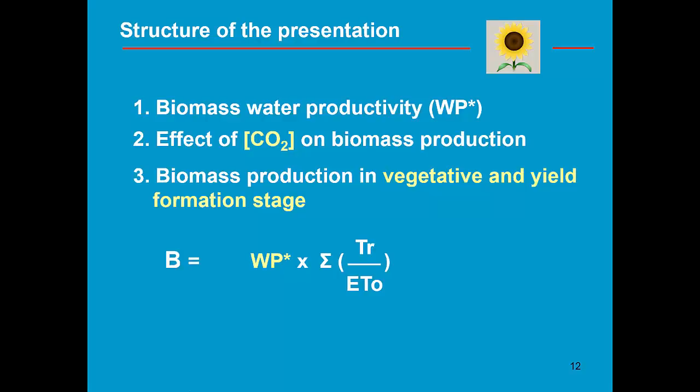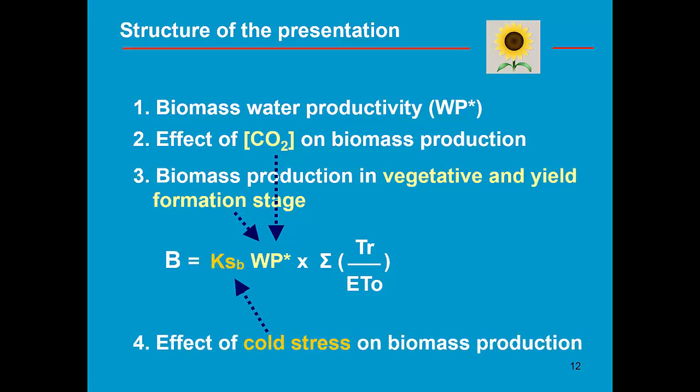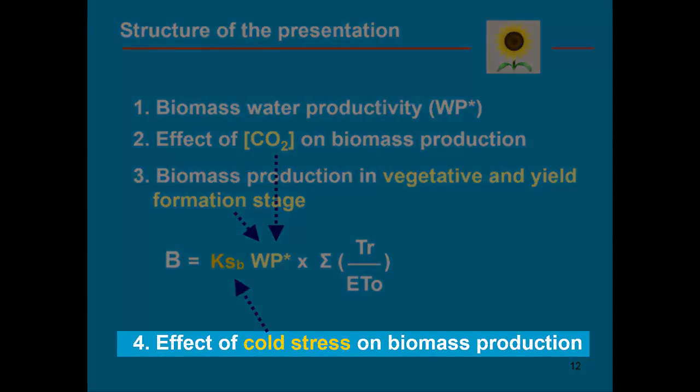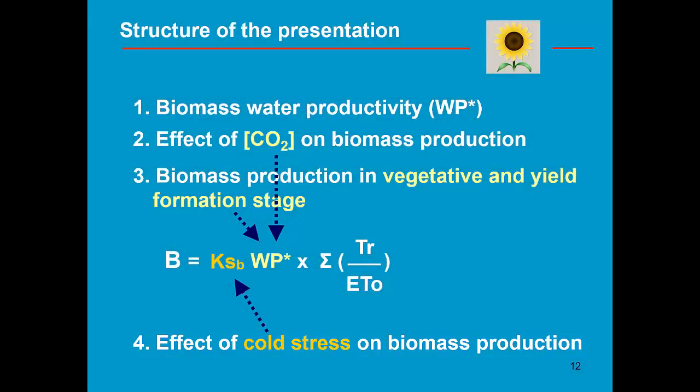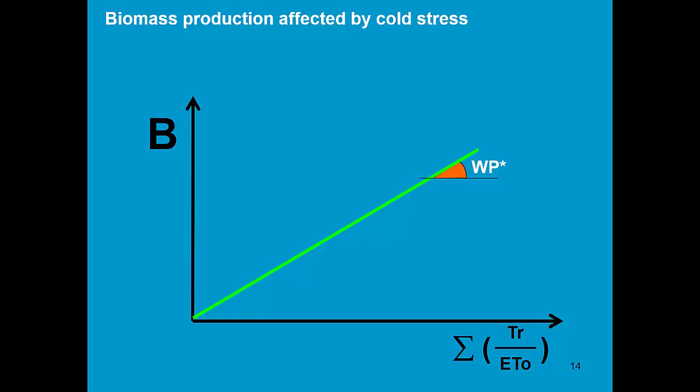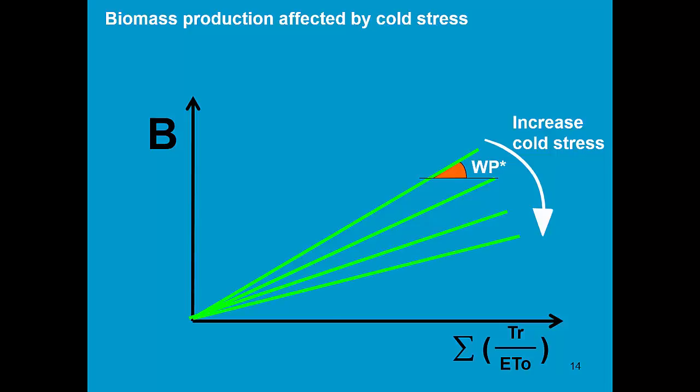So far, we have looked at the effect of the CO2 concentration and the difference of biomass production in vegetative and in yield formation stage. In a final step, we are going now to consider some stresses on the biomass production. It is the cold stress, and it is simulated by a Ks coefficient. This slide shows the effect of cold stress on the biomass production. When it gets colder, the production decreases because the temperature stress coefficient becomes smaller than 1.